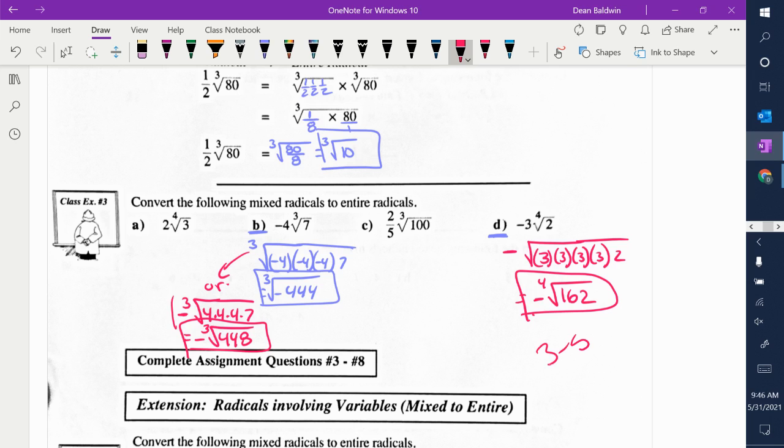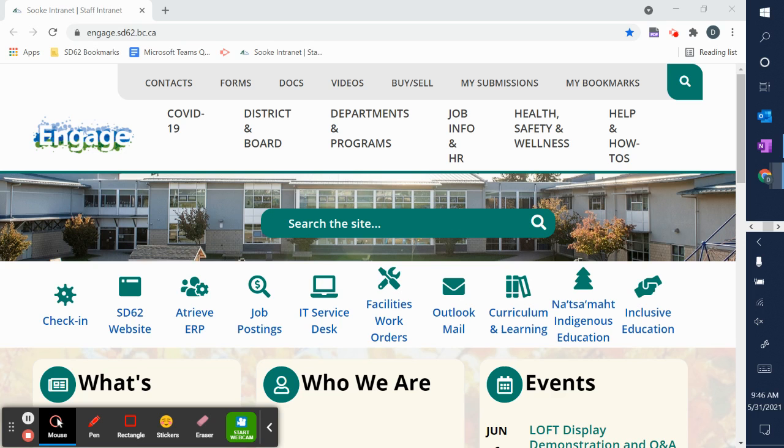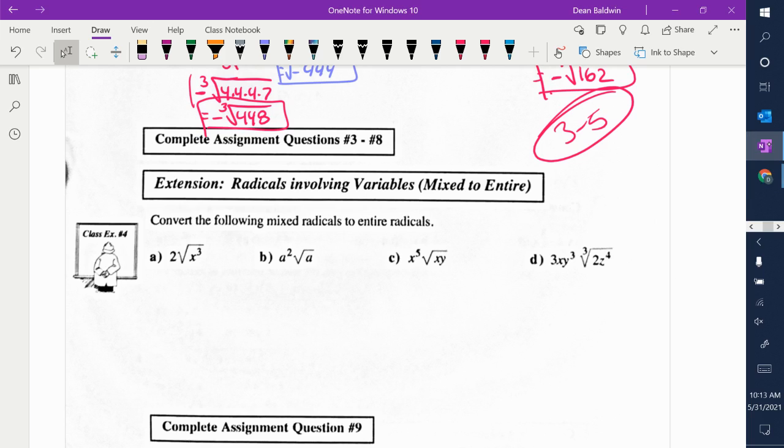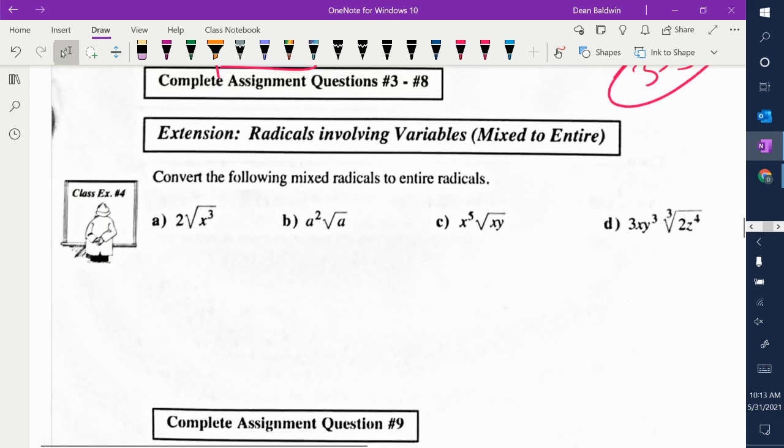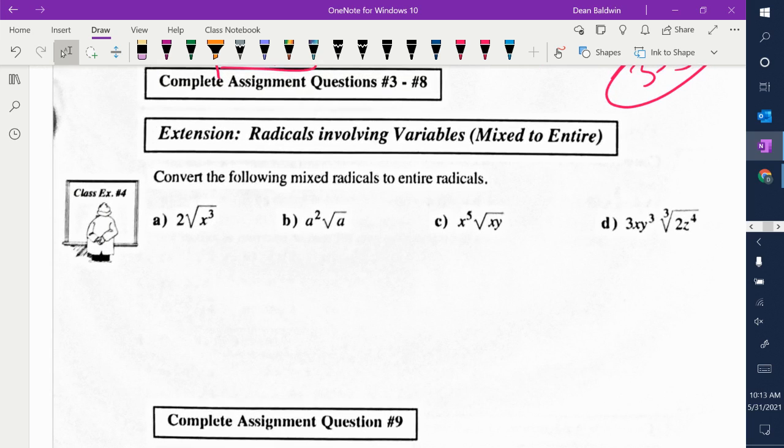All right, 3 to 5, please. At the bottom of page, what page is this? Bottom page 24. If you do it with variables, it is the exact same method. So the index number tells you how many of each thing to put in. So let's do B. What's my index number? 2. This is a squared. So I'm putting in 2 a squareds, and then there's already an a there.